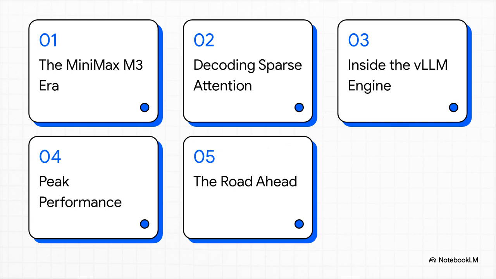1. The MiniMax M3 era. 2. Decoding Sparse Attention. 3. Inside the vLLM engine. 4. Unlocking peak performance, and finally 5, the road ahead. Let's just dive right in.